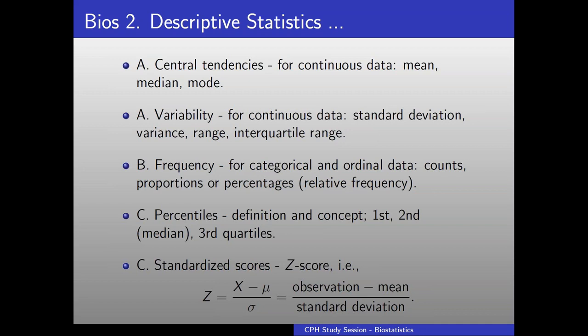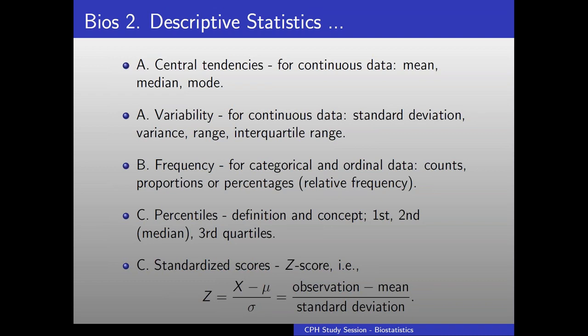If you have categorical or ordinal data, which means you have counts, you can use the raw counts. How many of each category do you have? You can use proportions or percentages to represent the proportion of a certain category that you have for a variable. Percentiles, you want to know the definition. We'll go over that a little bit later. The main point is that the first, second, and third quartiles are actually the 25th, 50th, and 75th percentiles.